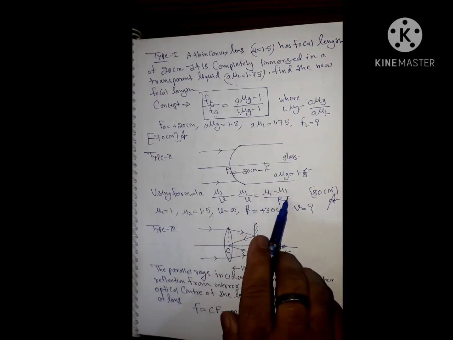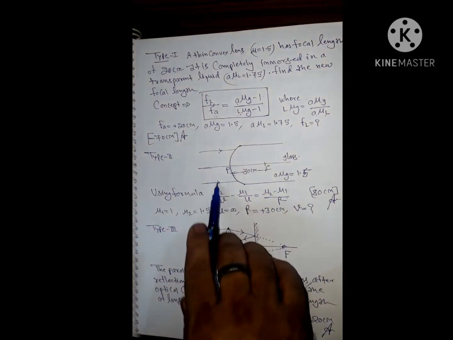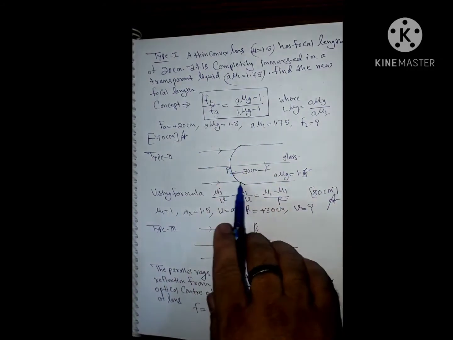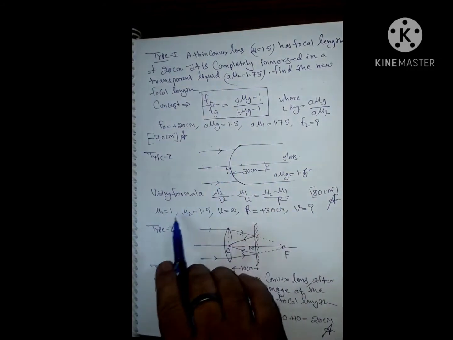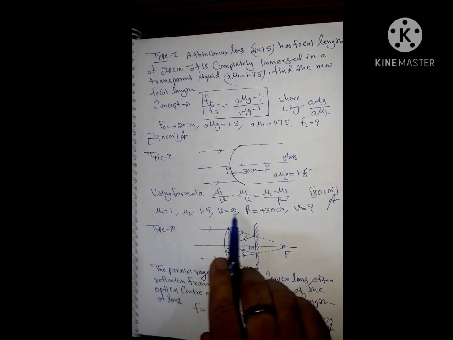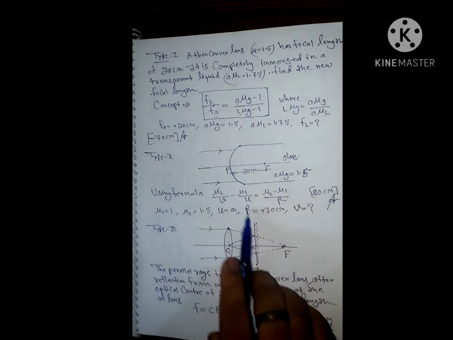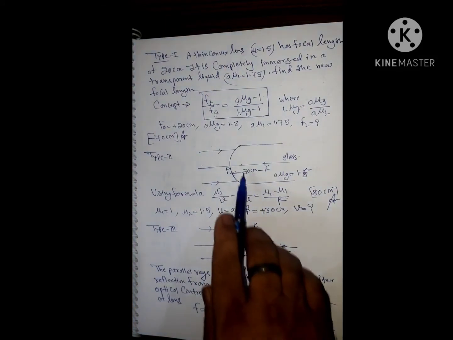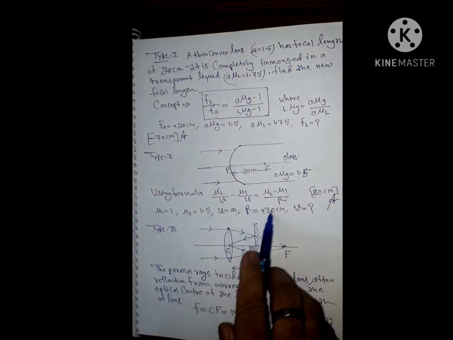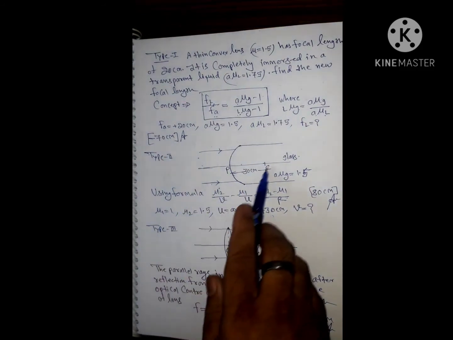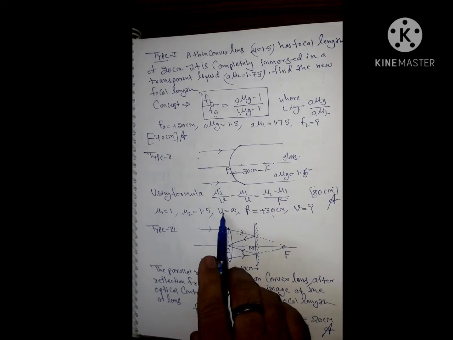Using the refraction-through-a-curved-surface formula, the ray strikes the curved surface parallel to the principal axis. It means the object is placed at infinity. Its center distance, the radius of curvature, is given as 30 centimeter, along the ray, so plus 30. This is the air medium, so mu1 is equal to 1.